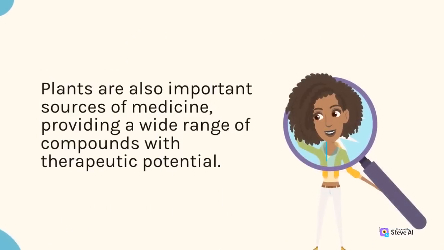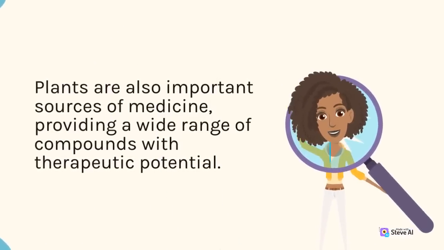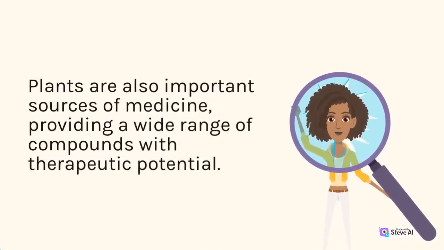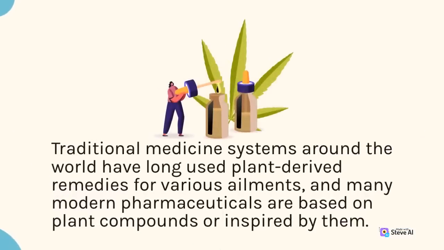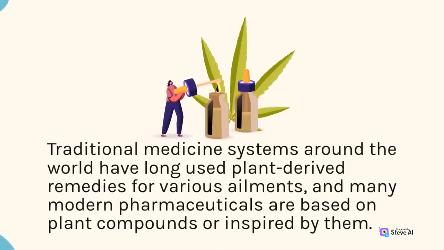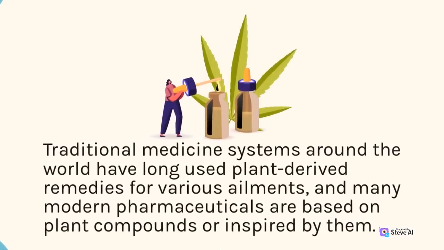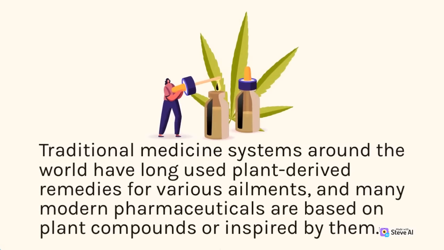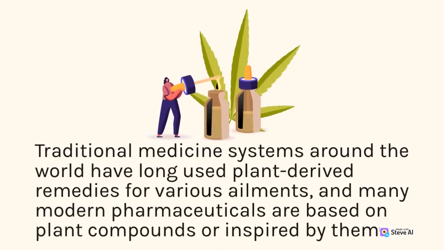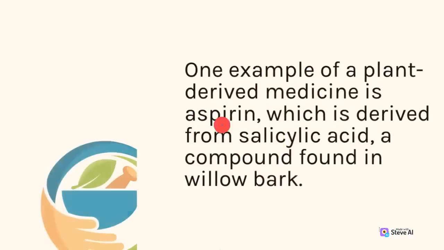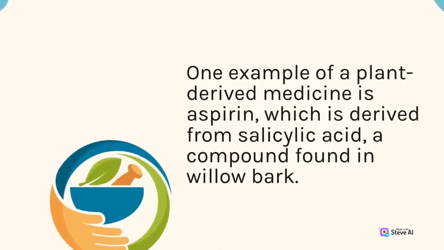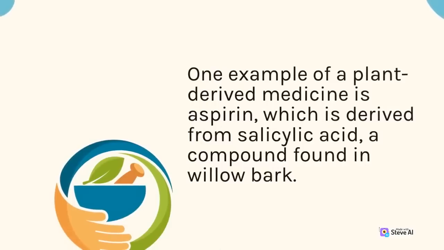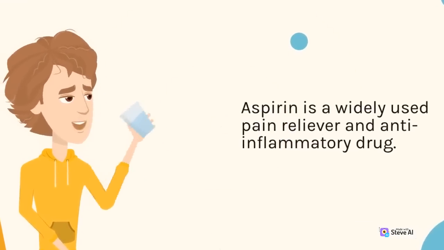Plants are also important sources of medicine, providing a wide range of compounds with therapeutic potential. Traditional medicine systems around the world have long used plant-derived remedies for various ailments, and many modern pharmaceuticals are based on plant compounds or inspired by them. One example of a plant-derived medicine is aspirin, which is derived from salicylic acid, a compound found in willow bark. Aspirin is a widely used pain reliever and anti-inflammatory drug.